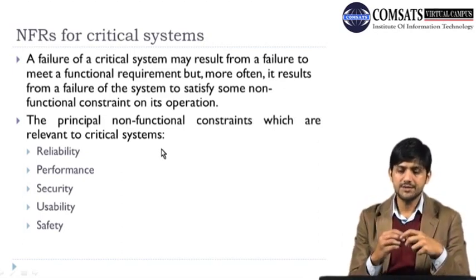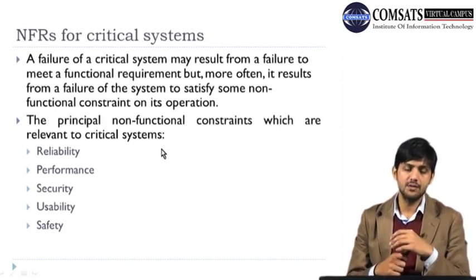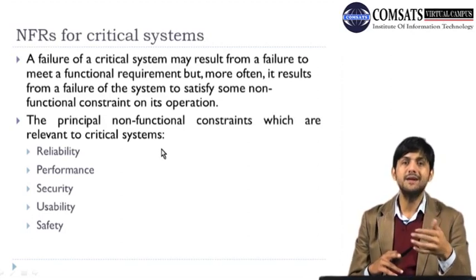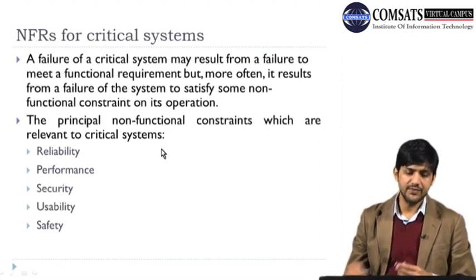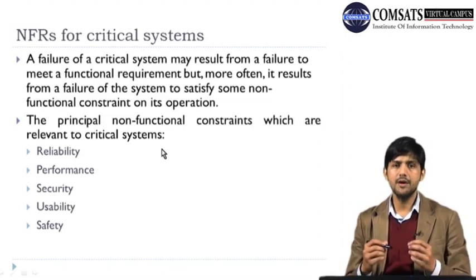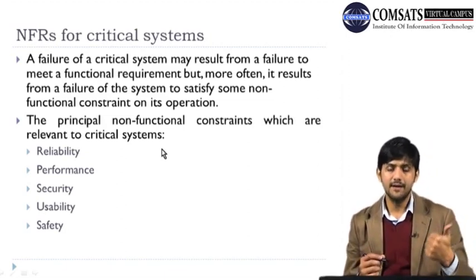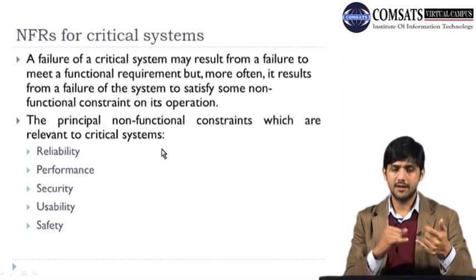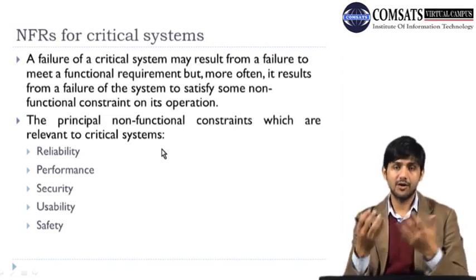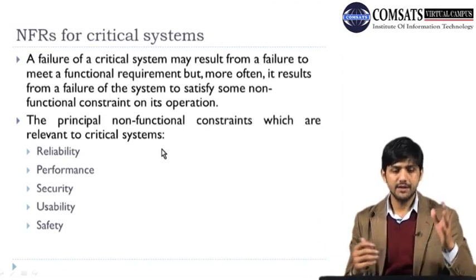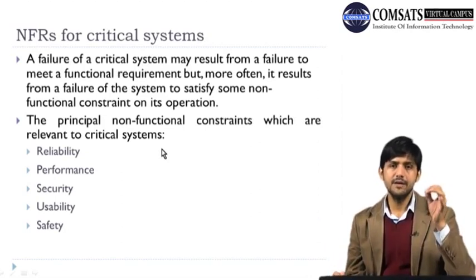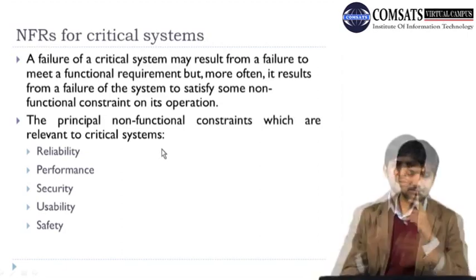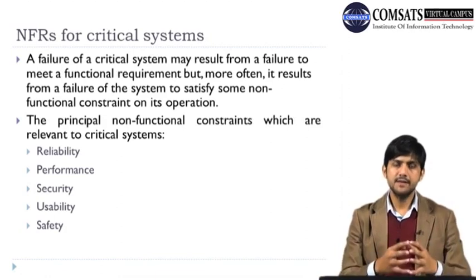The principal non-functional constraints which are relevant to critical systems include reliability, performance, security, usability, and safety. These concerns are really important for critical systems, because we have said that if the system is going to fail, then it will cause a lot of damage, economic, physical, or to human lives as well. So it is very important to carefully figure out what these constraints are for critical systems.